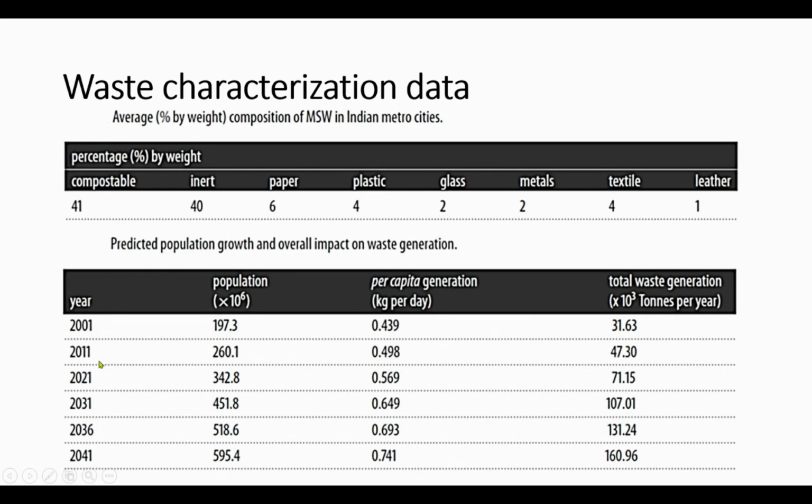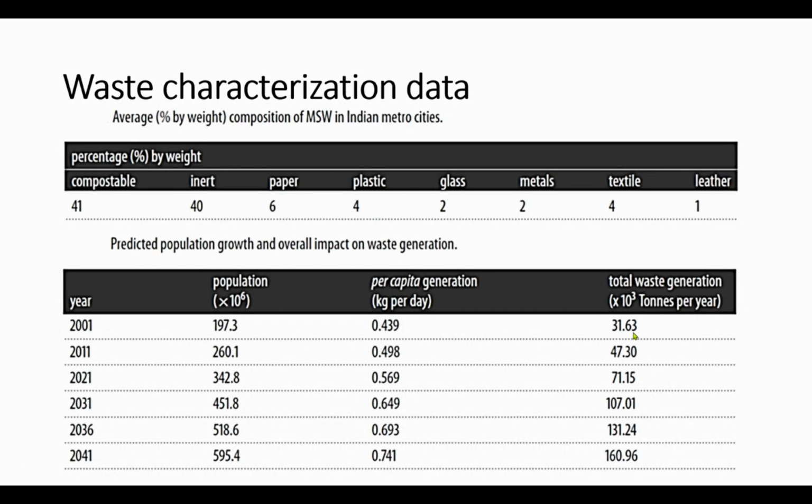Here you will see some good data, because you can see the years from 2001 to 2004. In 2001 the population was 197.3. At that time the per capita generation of waste was 0.439 kg per day, right? And the total waste generation as per that calculation was 31.633 into 10 raised to 3 tons per year. By calculating that we can conclude that data.